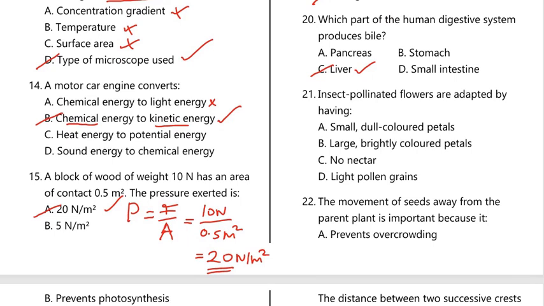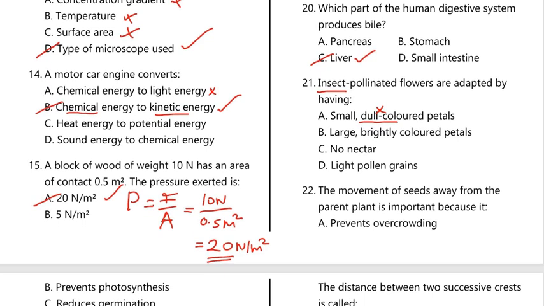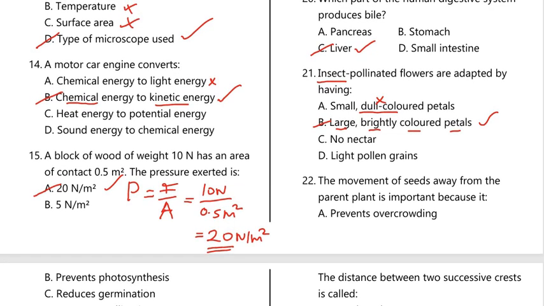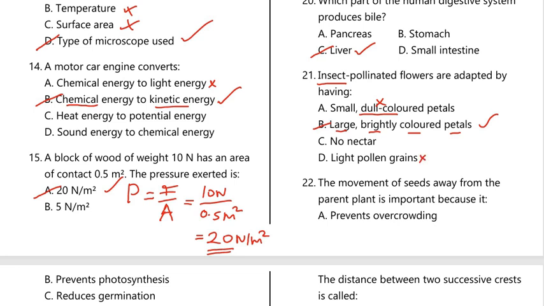21. Insect pollinated flowers are adapted by having small, dull colored petals? We cannot talk of dull. If the petals are dull, the insect will not be able to see them. They must have large, brightly colored petals to attract insects. Nectar must be there for insect pollinated flowers, as the scent will attract the insect. Light pollen grains, this is for cross-pollination.